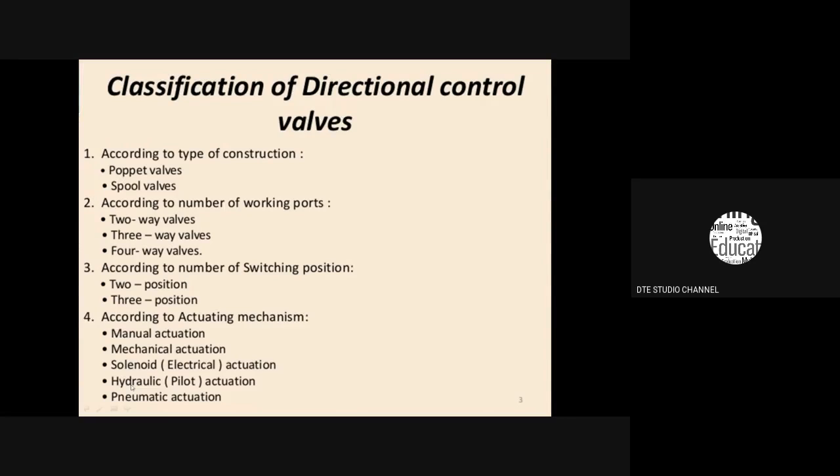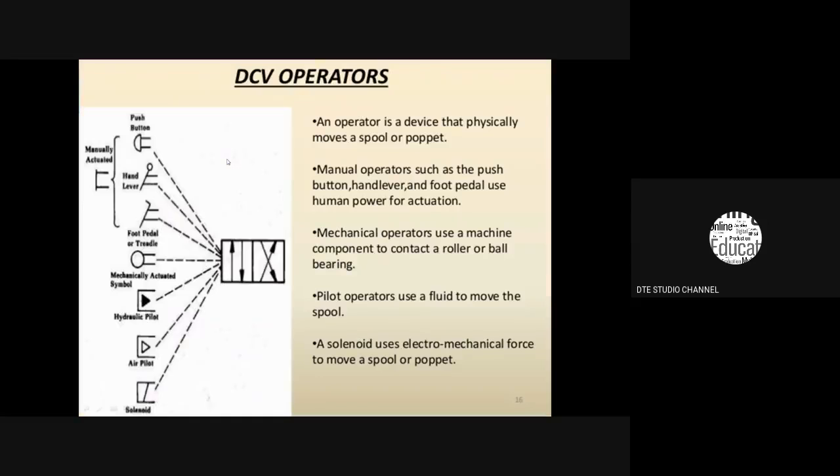It may be a hydraulic actuation. A fluid can flow to move the sliding spool valve. Or it may be pneumatic actuation. By passing compressed air, actuation can be done. Depending upon these factors, direction control valves are classified. Now, types of DC valve operators.